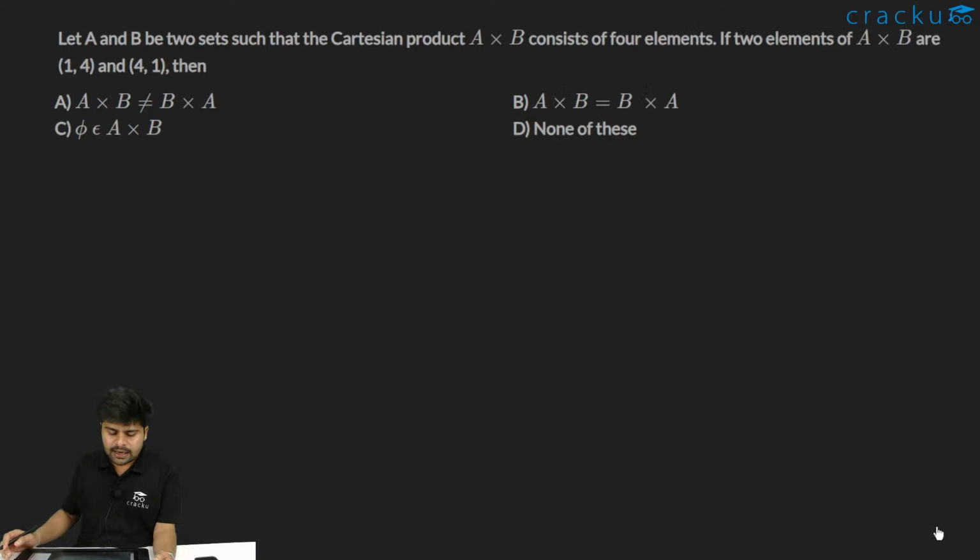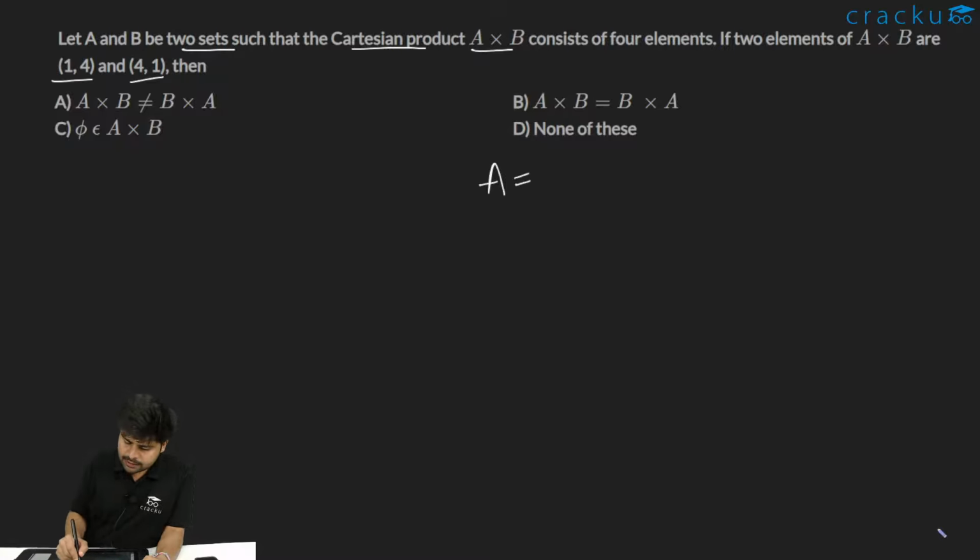The question asks: let A and B be two sets such that the Cartesian product A cross B consists of 4 elements. If 2 elements of A times B are (1, 4) and (4, 1), then we need to find which of these is true. So consider A as a set and consider B as a set.